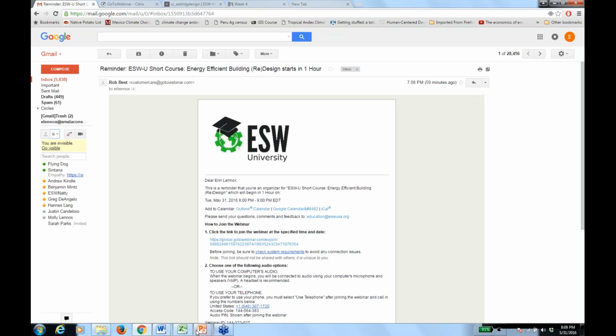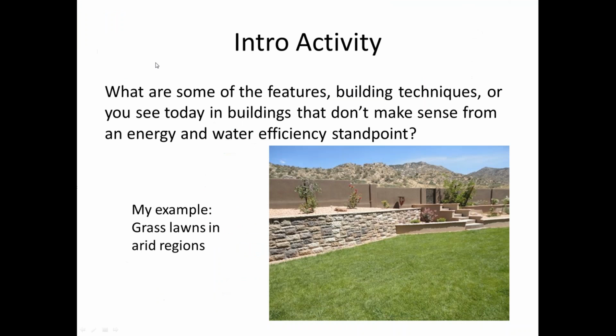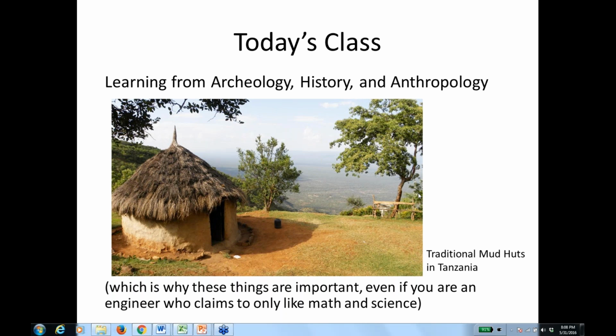All right, so we're going to go ahead and get started with our notes today. In today's class, we're going to be essentially learning from archaeology, history, and anthropology. It's going to be a little bit different. Of course, we're going to have an engineering spin on it. But we're going to take a look at some building designs that have been used historically in other countries and other cultures, or in parts of the United States a long time ago.